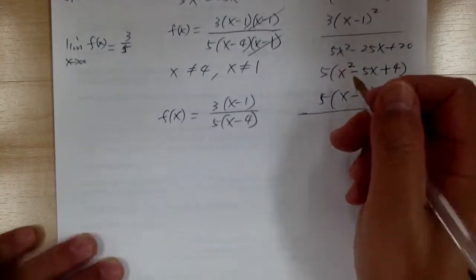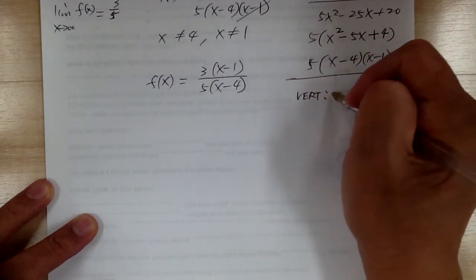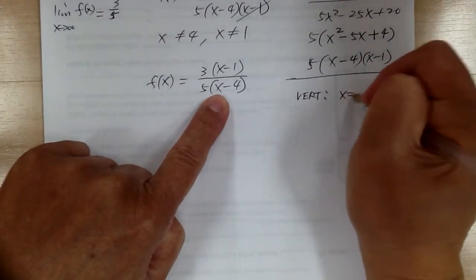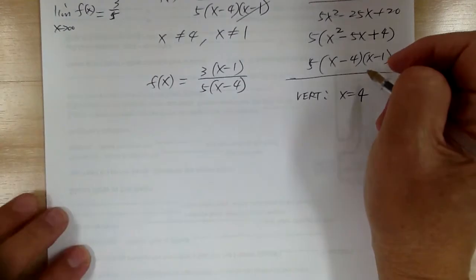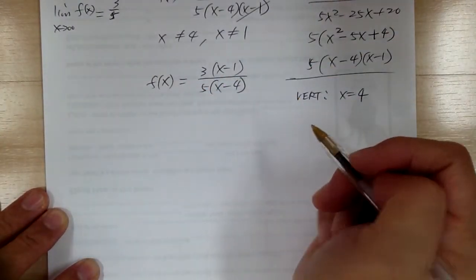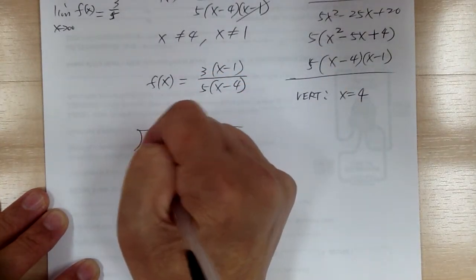Okay, so again, let's get all our information. So vertical asymptote. The vertical asymptote would be x equal to 4. And when you divide, okay, let's go and divide. You don't have to divide because it's so obvious, but I'm going to just divide so you can see.